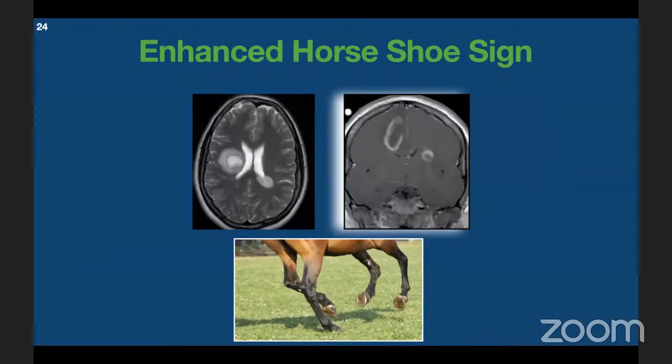Horseshoe enhancement can also be seen in acute disseminated encephalomyelitis. The enhancement is always at the white matter side of the lesion. It represents advancing side of demyelination.